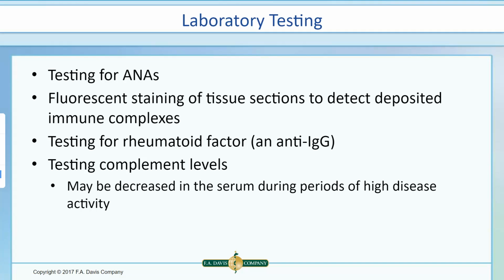Fluorescent staining of tissue sections to detect deposited immune complexes. Testing for rheumatoid factor and anti-IgG. And testing complement levels, which may be decreased in the serum during periods of high disease activity.